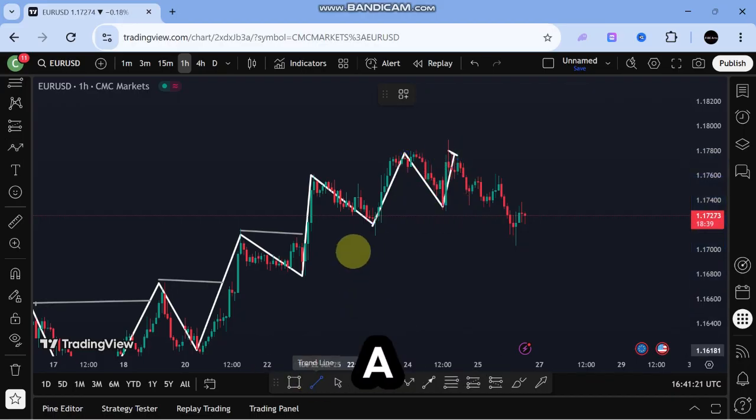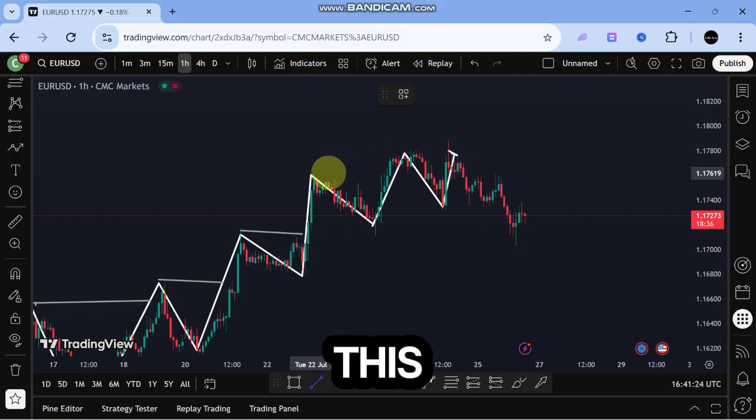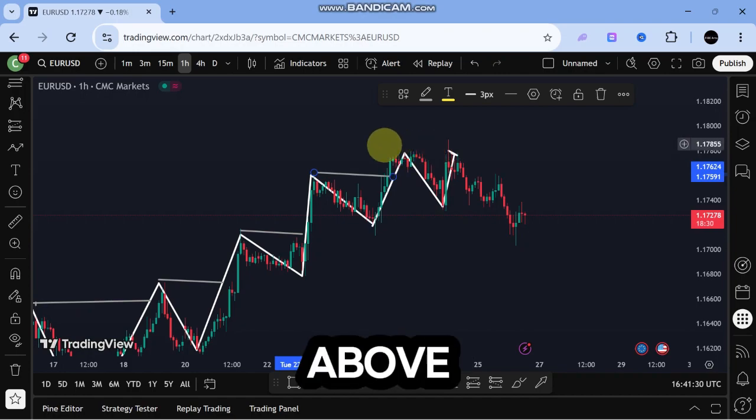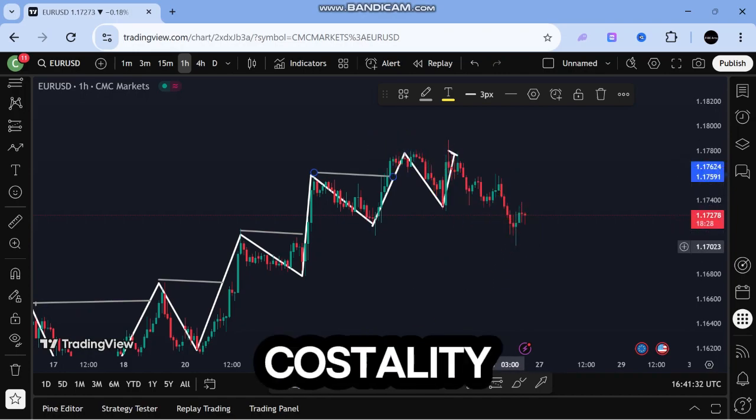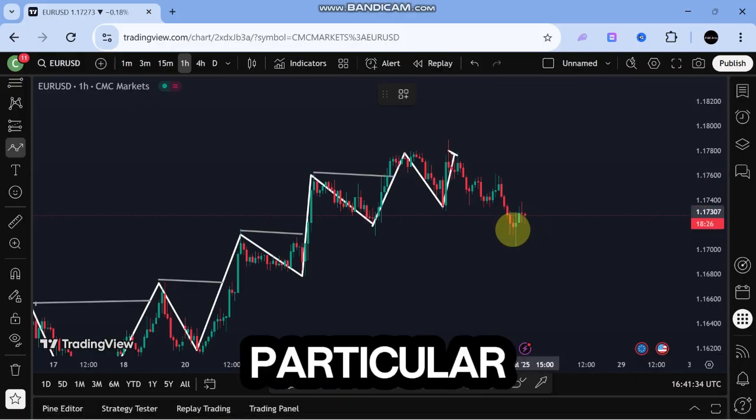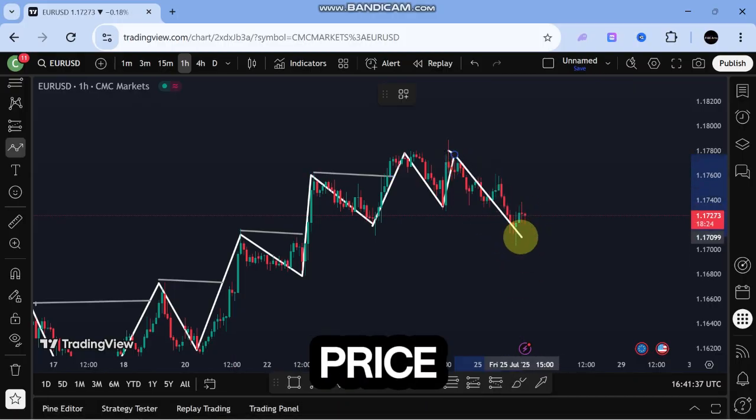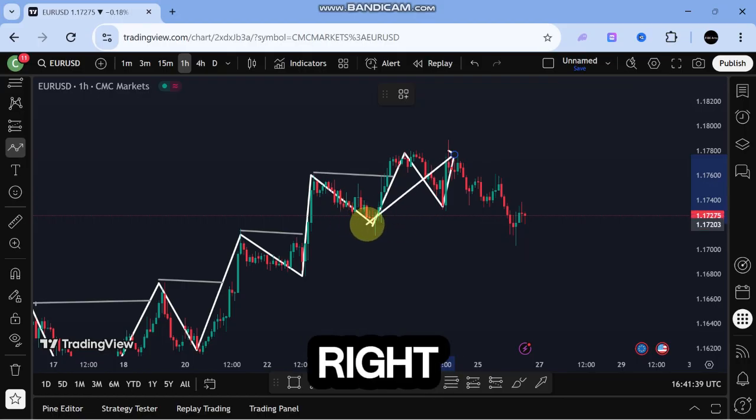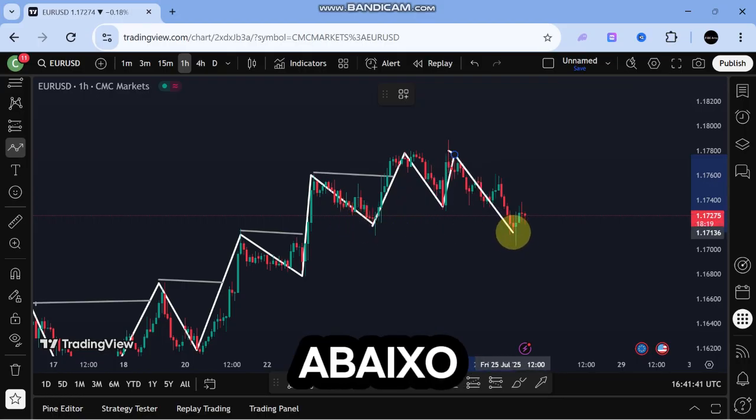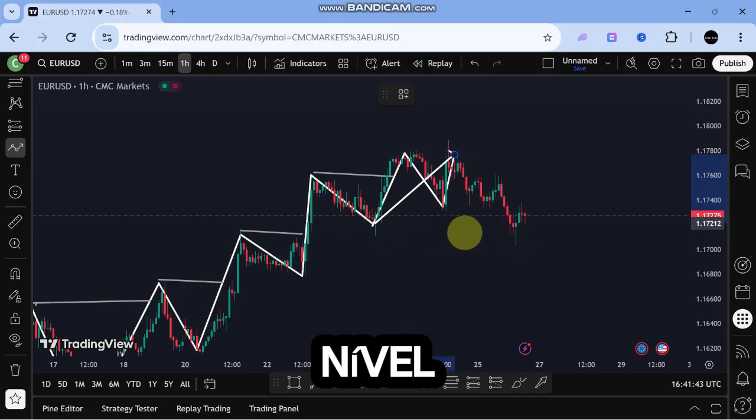So price creates a new high at this place, and this particular place is the new high that price created. Price has not broken above this place, and price is still consolidating along it. Immediately, if price breaks below this place, if price closes below this place, then it's still at the same level.